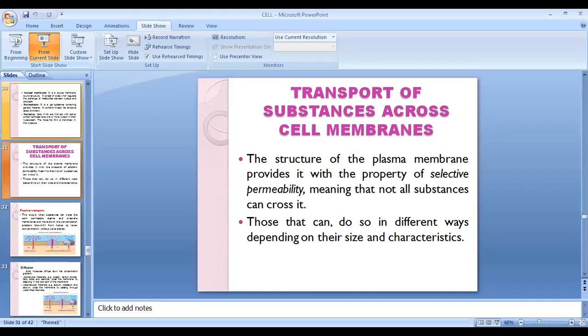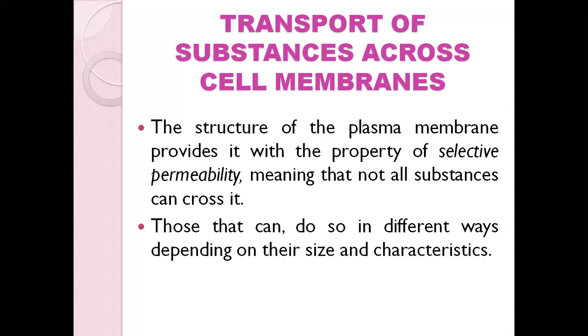So I'll share my slides. Okay, so today we will see the transport of substances across the cell membranes. Transport of substances is the process of how a substance, be it water, oxygen, carbon dioxide, or electrolytes like potassium, sodium, or anything else, is transferred across the cell membranes or the plasma membranes.